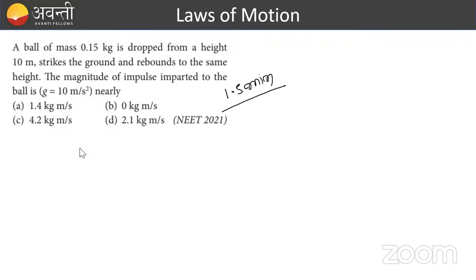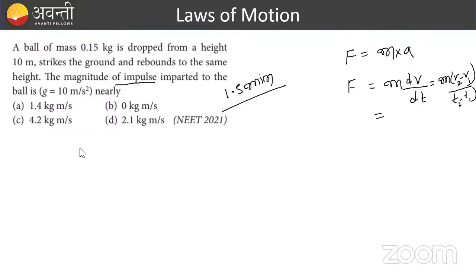What is impulse? You all must have studied that force is equal to mass into acceleration. Another way, we can write acceleration as dv by dt, so force is m dv by dt. So m dv, mass into change in velocity, can be written as m (v2 minus v1) by (t2 minus t1), that is, change in velocity by change in time. And m times change in velocity is nothing but change in momentum. So change in momentum by change in time is force, and this F delta t is nothing but impulse. This is your impulse.